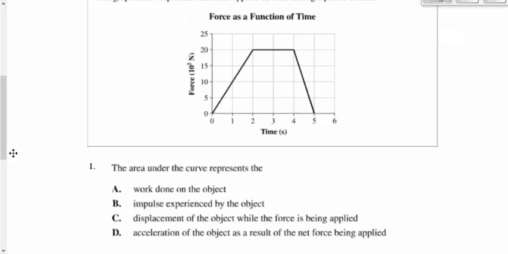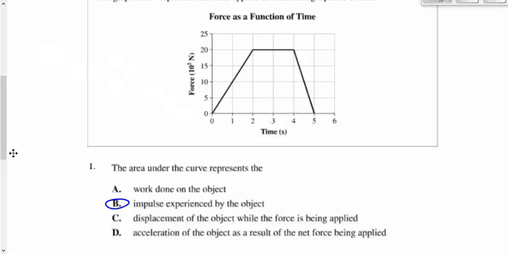Oh, look, it's asking us what the area represents. This is the easiest question in the world, right? Once we've established that area equals impulse, the answer is B. We didn't even have to calculate anything there. Now, if you did calculate something before you read the question, it's not like you're going to get the wrong answer to the question just because you calculated something. It just would have been not necessary, that's all.